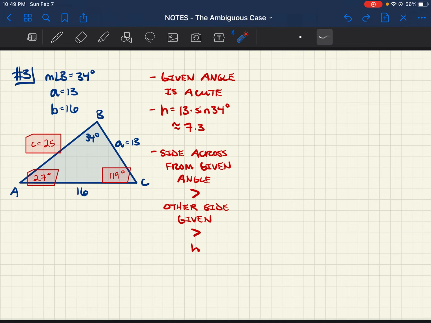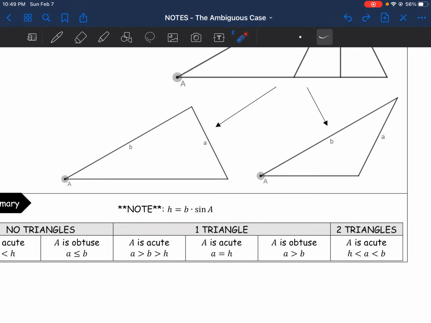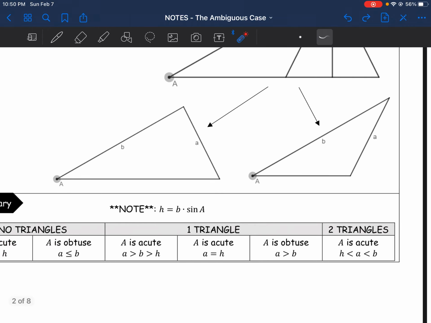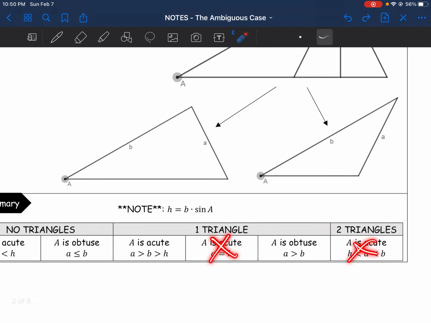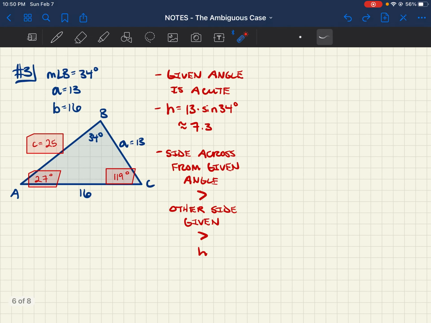So if we go back to our chart here, we see that the angle is acute, so we fall into either here, here, here, or here, the two triangle solutions. And then we saw that the side across from the angle that we were given was bigger than the side that wasn't across from it. So that automatically takes out this scenario, this scenario, and this scenario. We're left with a one triangle solution here. Okay, so that's what we end up running into. We have one triangle solution.